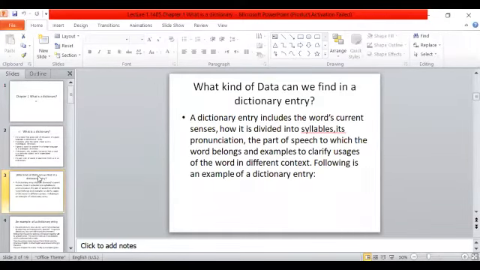What kind of data can we find in a dictionary entry? A dictionary entry includes the word's current meaning. Current means that is used at the present time. It also shows how the word is divided into syllables, its pronunciation, the part of speech to which the word belongs, and examples to clarify usages of the word in different contexts. Following is an example of a dictionary entry.